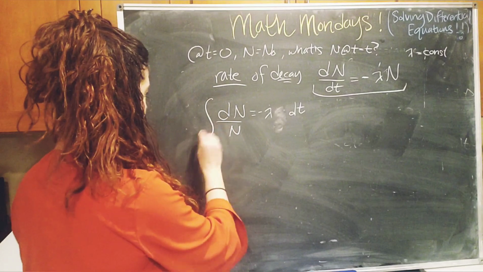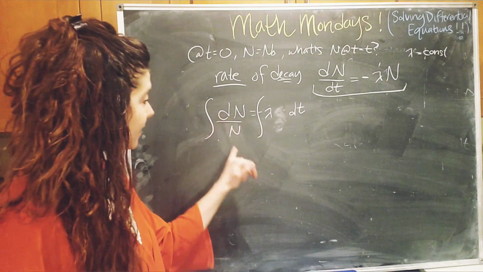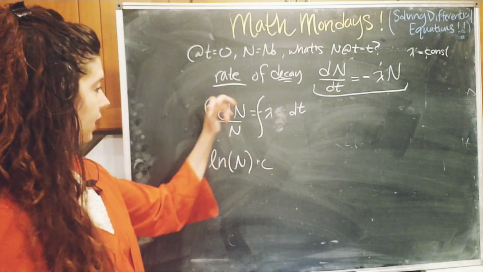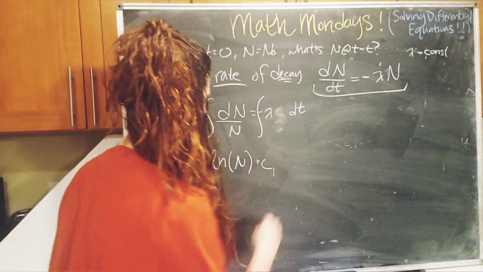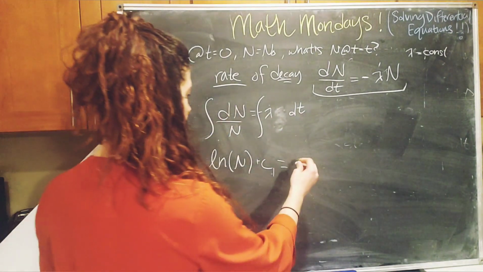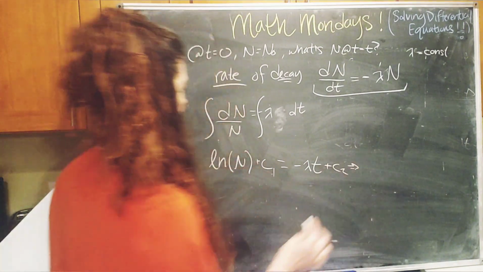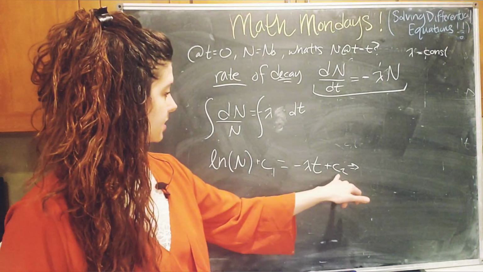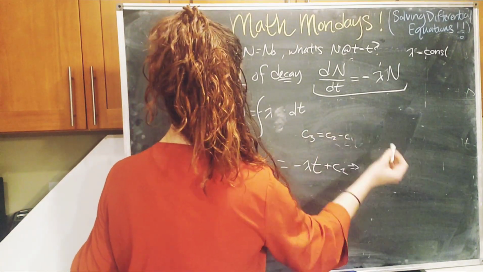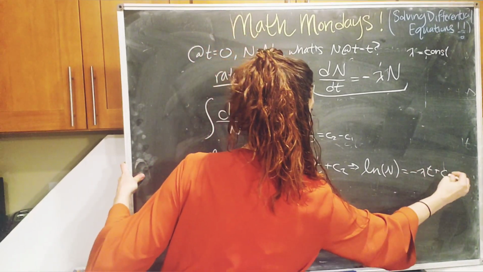Okay, now I can actually integrate. The integral of 1 over n dn is the natural log of n. Since these are indefinite integrals, we have to do our due diligence and add a little constant, so I'll say that's c1. Lambda is just a constant, so we get negative lambda t plus c2. Since I want to be lazy, we just have constants c1 and c2 here. We're going to write c3 equals c2 minus c1, and then we get natural log of n equals negative lambda t plus c3.